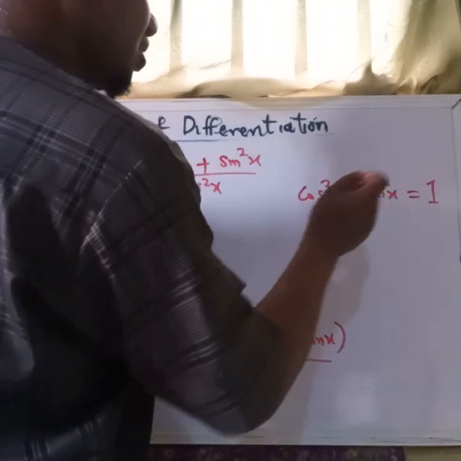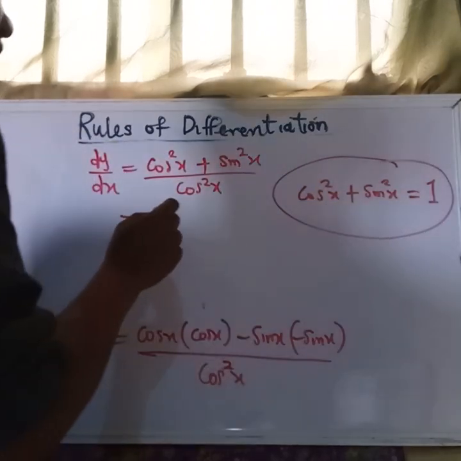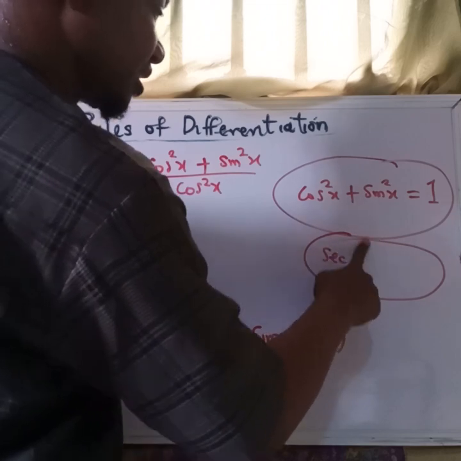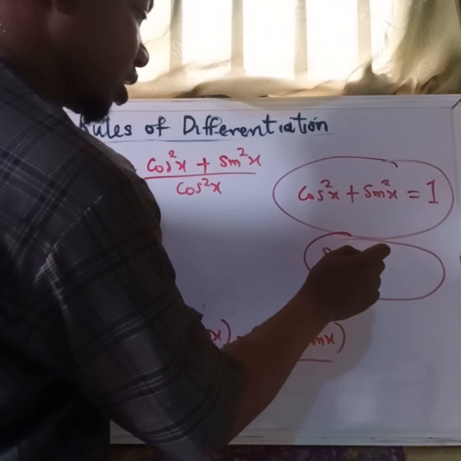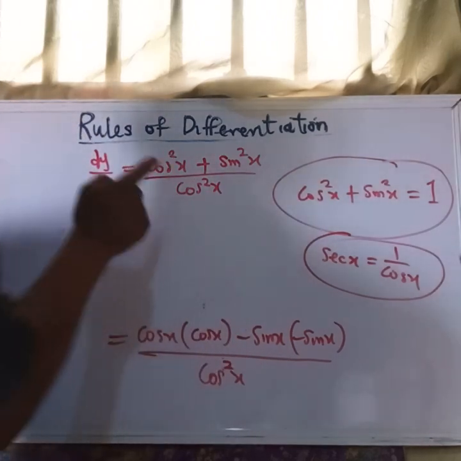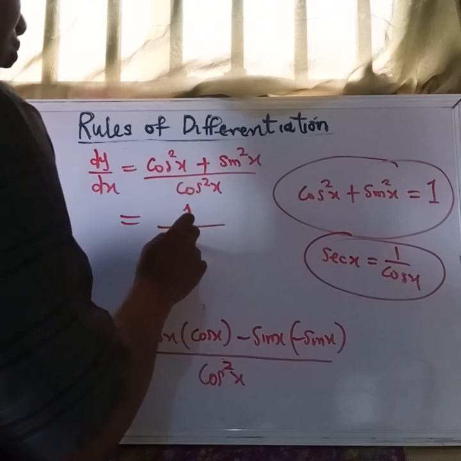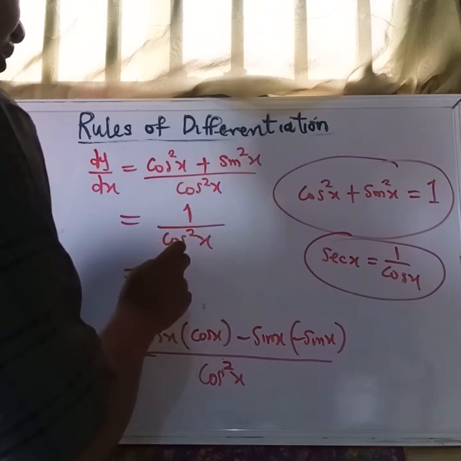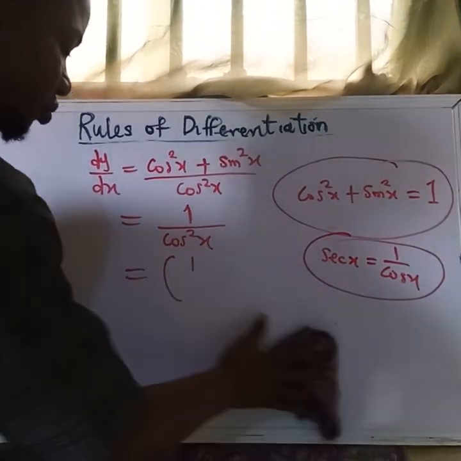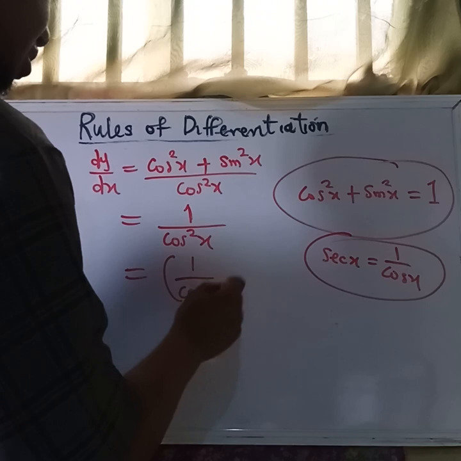Under the trigonometric identity, we note that this term is 1, so we now replace this term with 1. Also, under the trigonometric identity, the secant of x is 1 over cos x. So we apply these two terms here. First of all, this is 1 over cos square x, and this also means 1 over cos x, all squared.